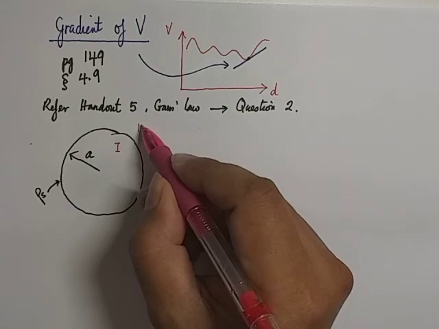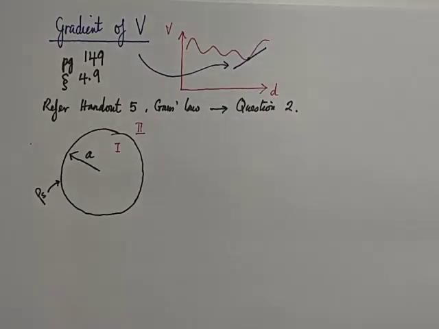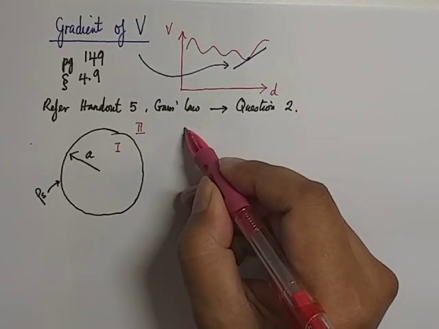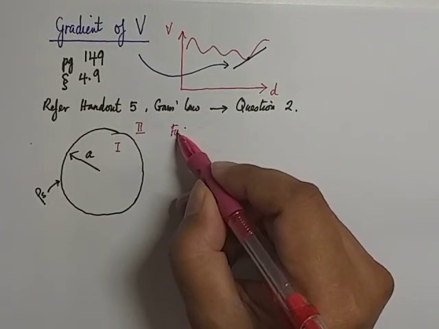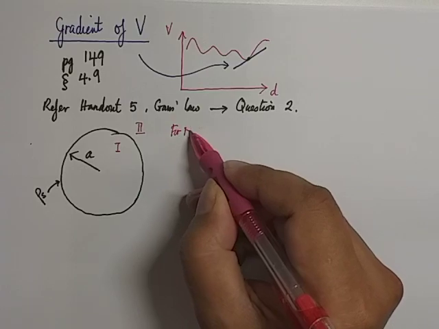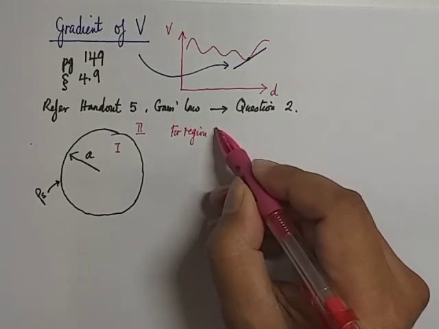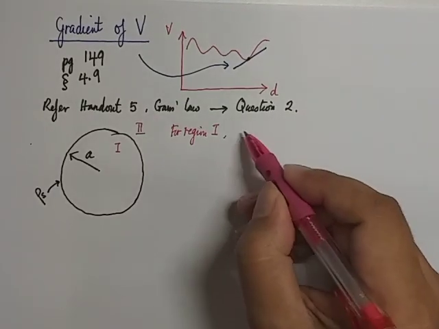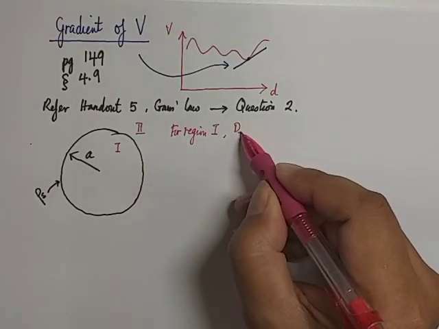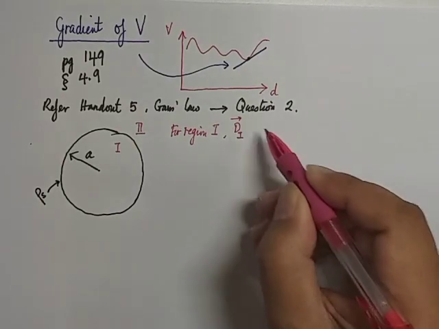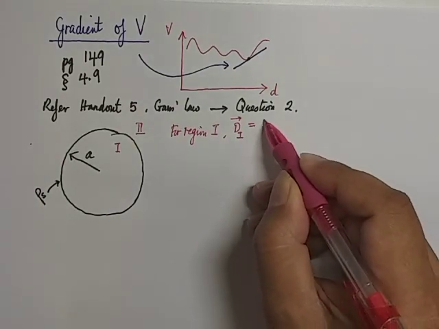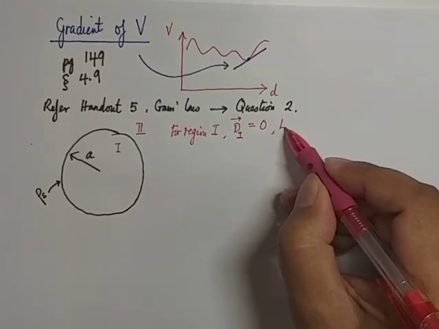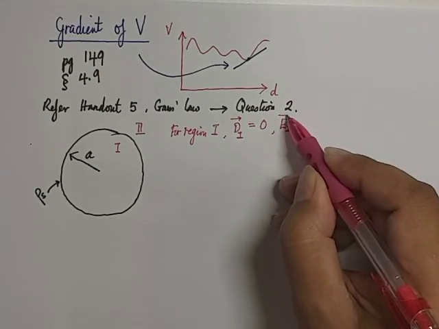There are two regions, region number 1 and region number 2. And then we have a solution for region number 1. Remember, what is the solution of our D? Can anyone remember? D1 is equal to 0, and our E1 is also equal to 0.